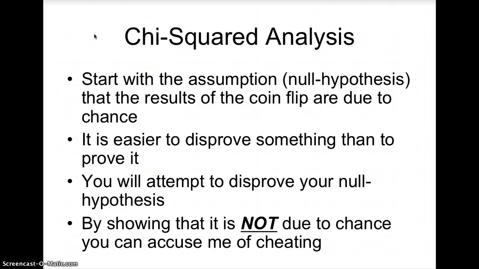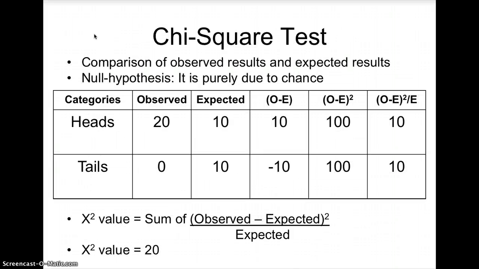So it's easier to disprove something than to prove it, because to prove it, you've got to be able to do it an infinite number of times in an infinite number of scenarios. But to disprove it, you can say, well, it didn't work in this case, therefore it's disproven. So the goal for chi-squared analysis is to disprove the null hypothesis, thus supporting your alternative hypothesis. So let's take a look at how this is done. We're comparing our observed results to our expected results, and our null hypothesis is that it's purely due to chance. The alternative hypothesis would be that it's not due to chance, that there's a two-headed coin involved here.